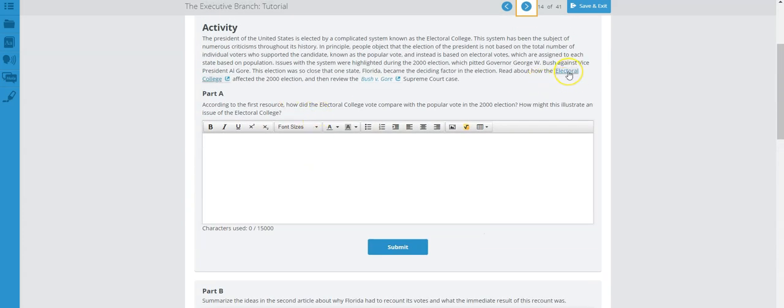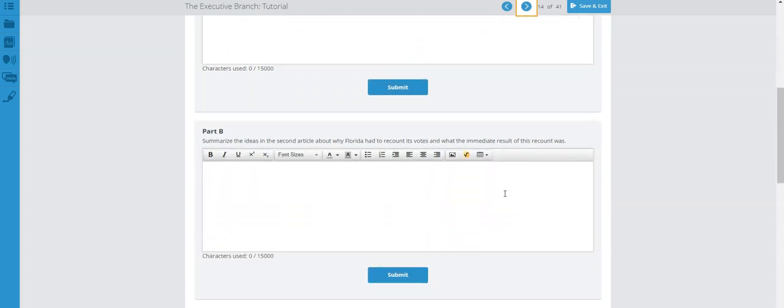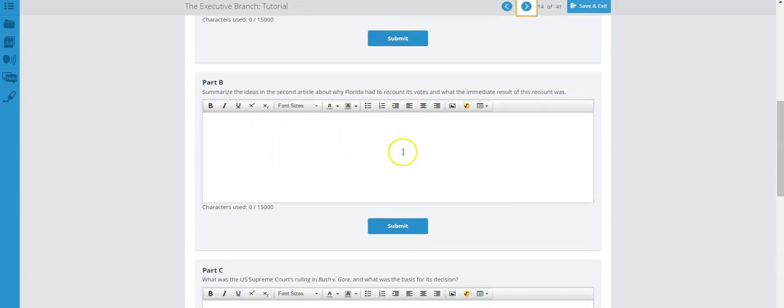We have 2 links basically, the Electoral College link and then you have the Bush v. Gore link. You have to go back to those resources and answer these questions. We need at least a good solid paragraph, not 1 sentence, not 2 sentences, but a good solid paragraph, please.